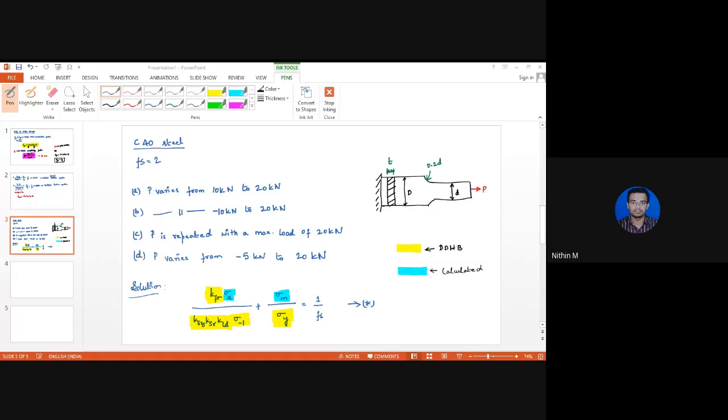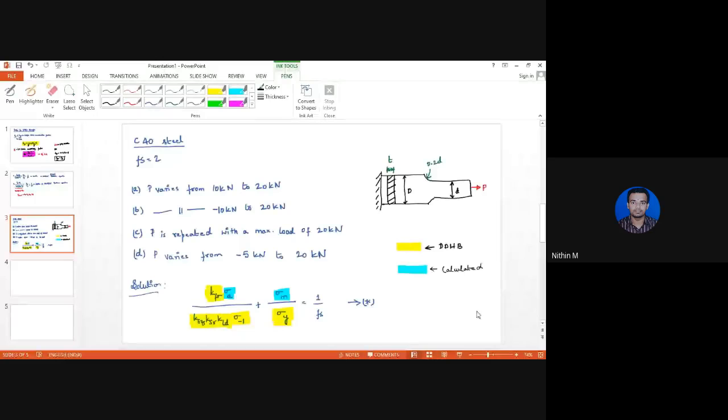So how to determine the stress concentration factor? Before we get into stress concentration factor, the most simplistic thing that we can do is obtain the values of sigma y and sigma minus 1, that is, the endurance limit and yield strength, the material properties.